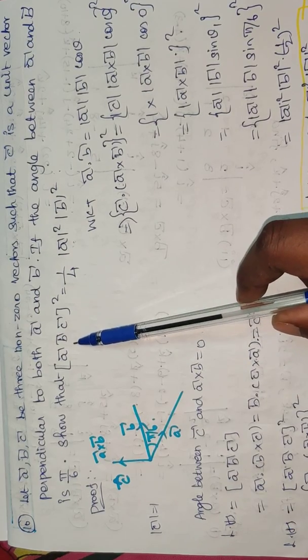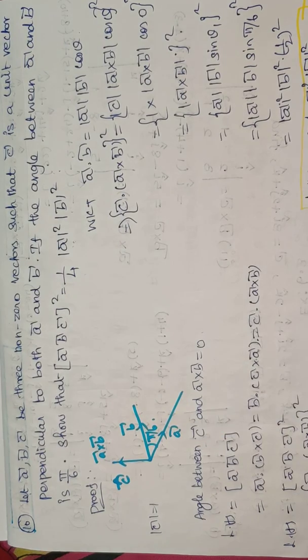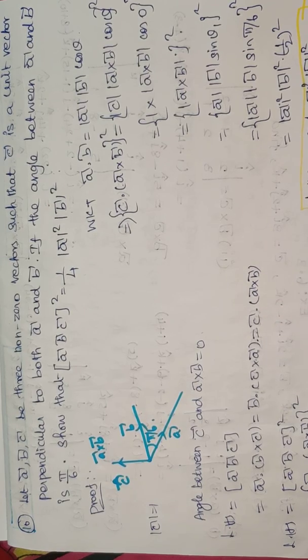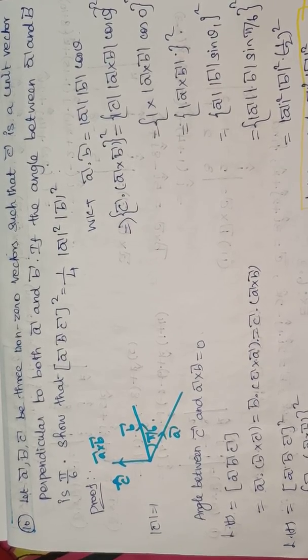Next, LHS I am going to take. What is LHS? Box A vector, B vector, C vector the whole square. The box of A, B, C, we can write as A vector dot B cross C, or B vector dot C cross A, or C vector dot A cross B. Already you know for box ABC we use A vector dot B cross C. Only this need not be written. We can also write B vector dot C cross A, and C vector dot A cross B.